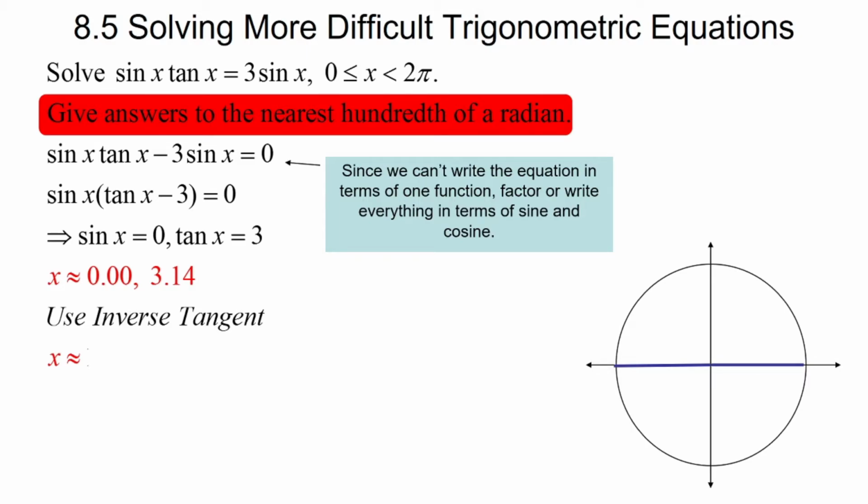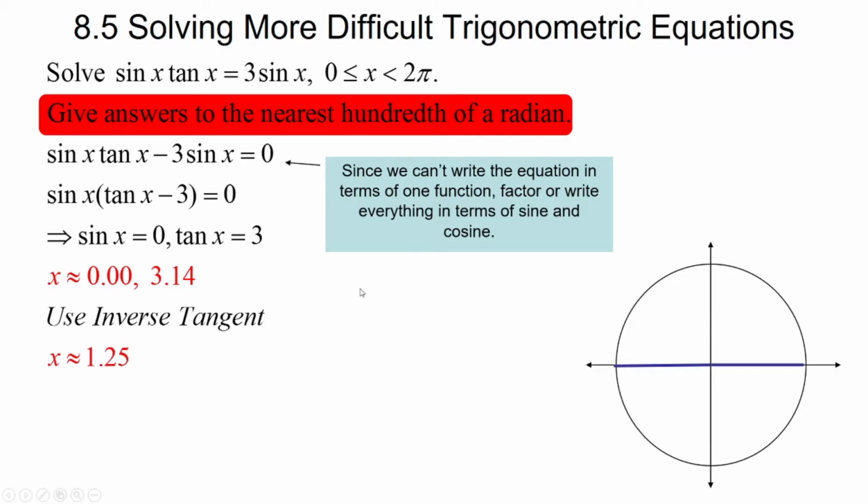And first, make sure your calculator is in radian mode. I'm in degrees, so I'm going to change that to radians. And then let's go ahead and punch out inverse tangent of 3. Second tangent, there's my inverse tangent of what again? Of 3. And that is 1.249045772. And to the nearest hundredth of a radian, that would be 1.25.